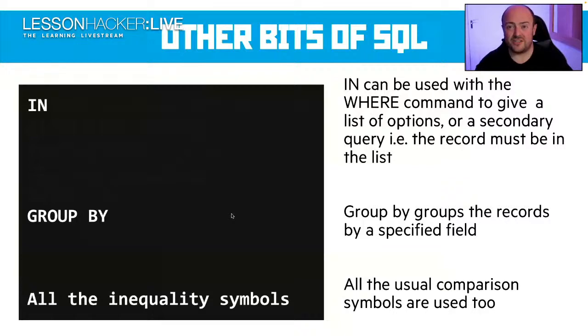These are also the bits of SQL that haven't managed to sneak into everything else. We're going to have IN, which we can use with the where command to give a list of options, or a secondary query. So we could do another query within it, so we could go select star in something if you wanted to. Group by means that you group the records based on a field, and then all the inequality symbols, less than, greater than, and stuff like that.